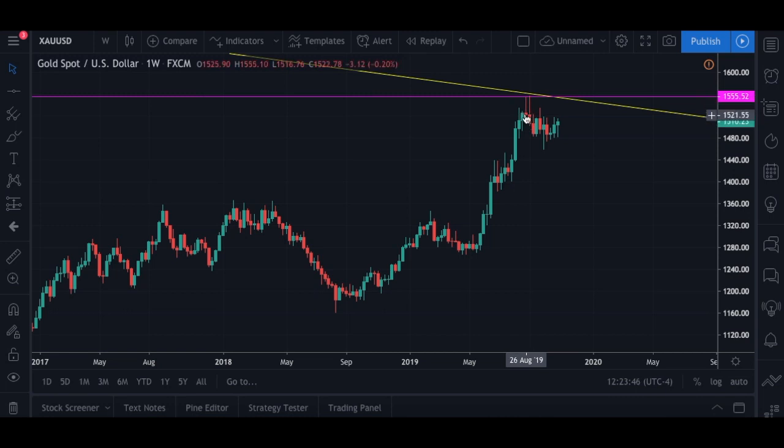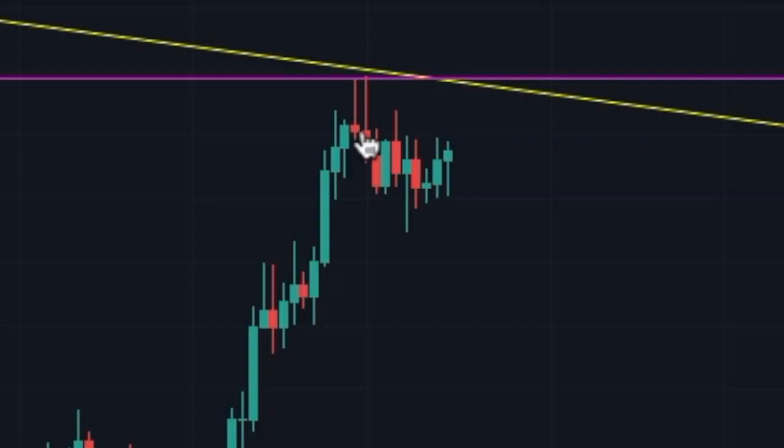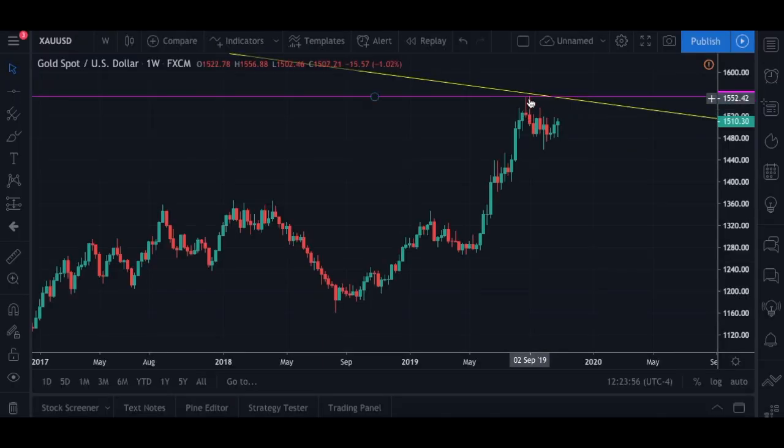I don't know if this is a shooting star or whatever it's called. All I know is that it closed with a bearish body and a long upper wick, which means that it's exhausting. The bears are coming into the market. The bulls are getting tired. And of course, when I say bulls and bears, bulls basically means bullish, going up, and bears means bearish, going down.